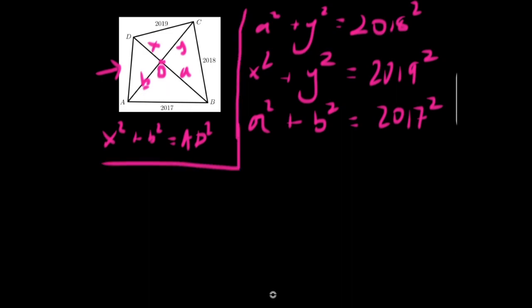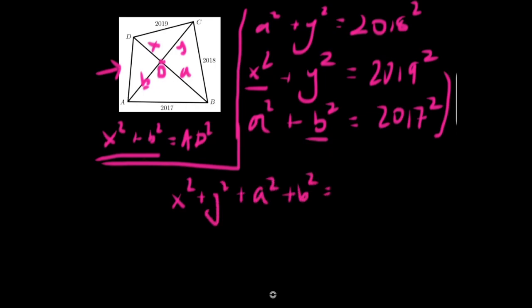So we want to get the X squared and the B squared terms together, because that will be something that's in our final equation. So let's add these two equations together, the 2019 squared and 2017 squared. When we add those together, we get X squared plus Y squared plus A squared plus B squared is equal to 2019 squared plus 2017 squared. So now we have X squared and B squared, but we still have an A squared and Y squared in this equation.